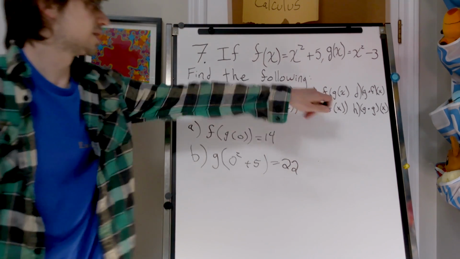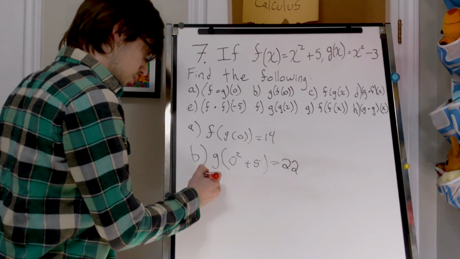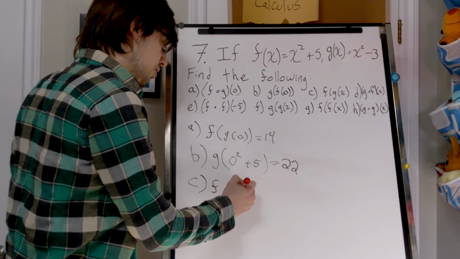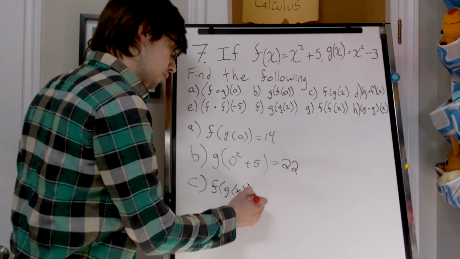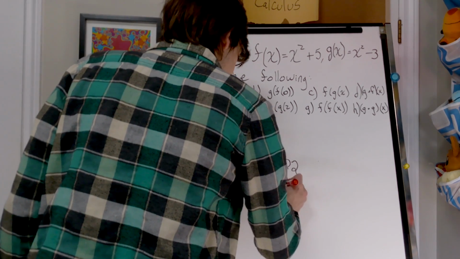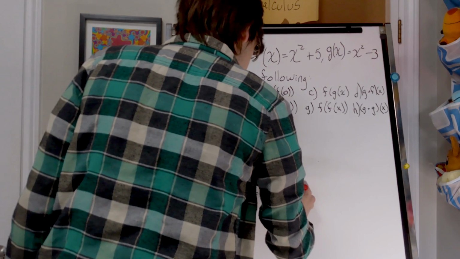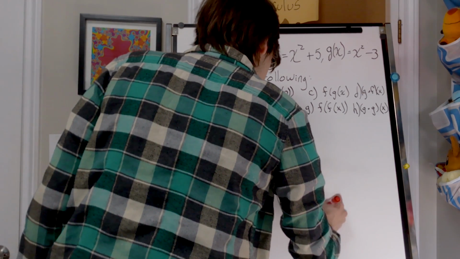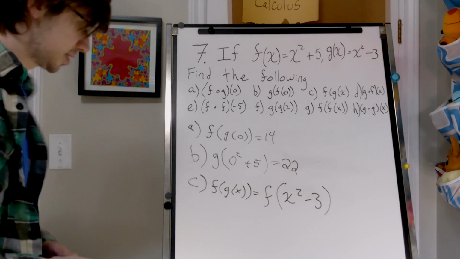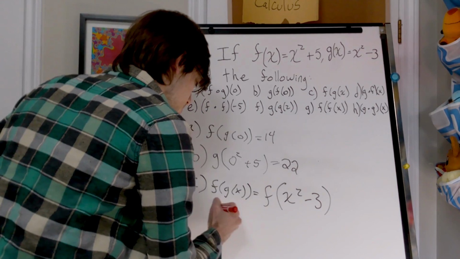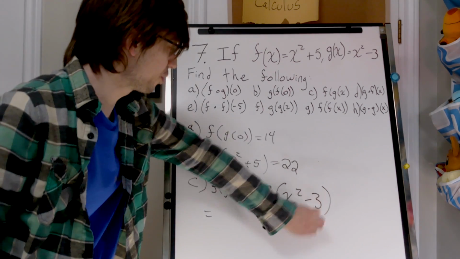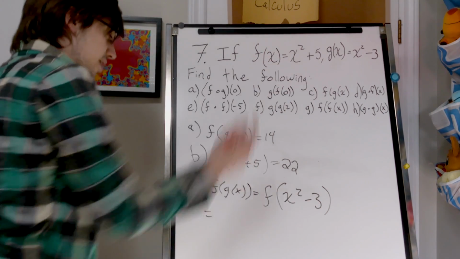All right. C. F of g of x. So we had, as before, g is x squared minus 3, but we have nothing to replace it with. Keep it as an x.